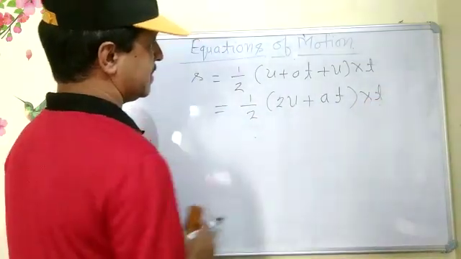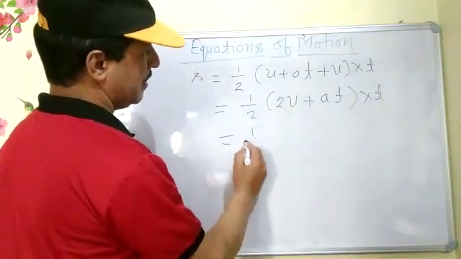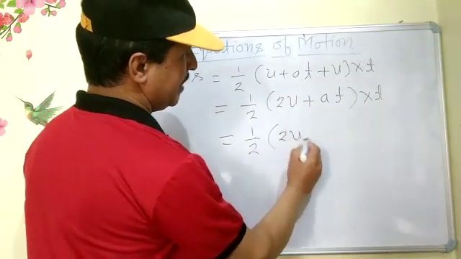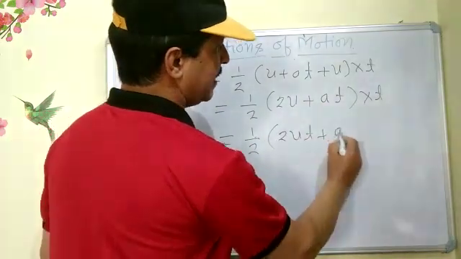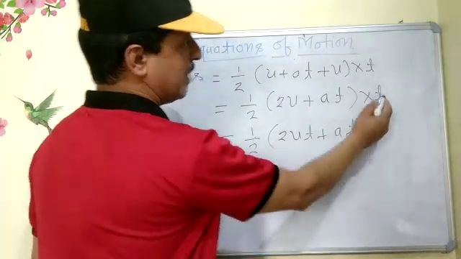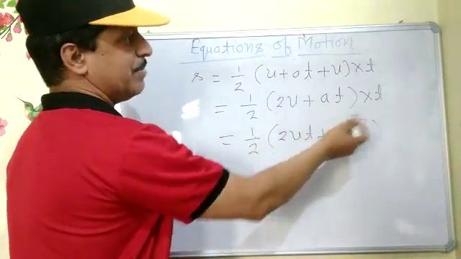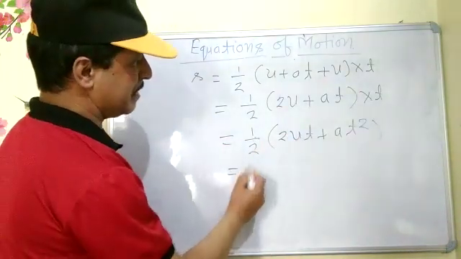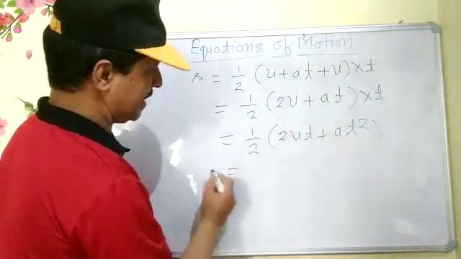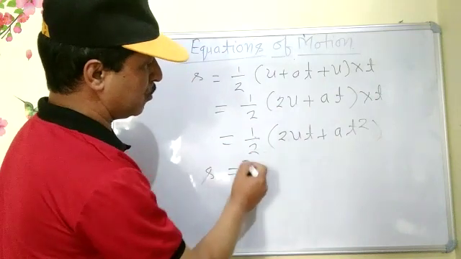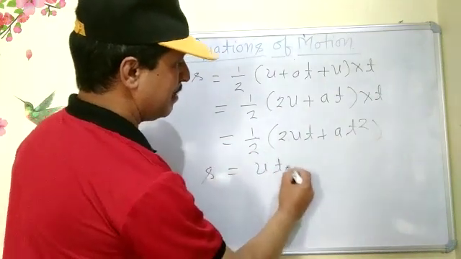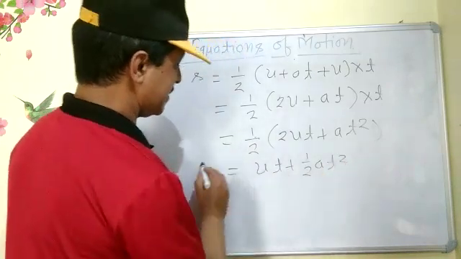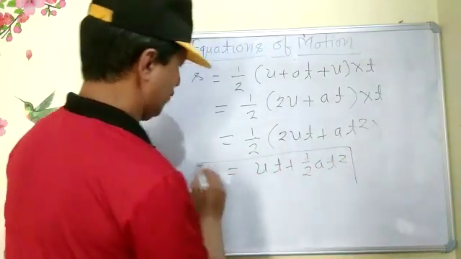This gives us s equal to half into 2ut plus at square, when I multiply the terms inside the bracket by the term t. On multiplying by half, it becomes s equal to, 2 and 2 will cancel, ut plus half at square. This is the second equation of motion.